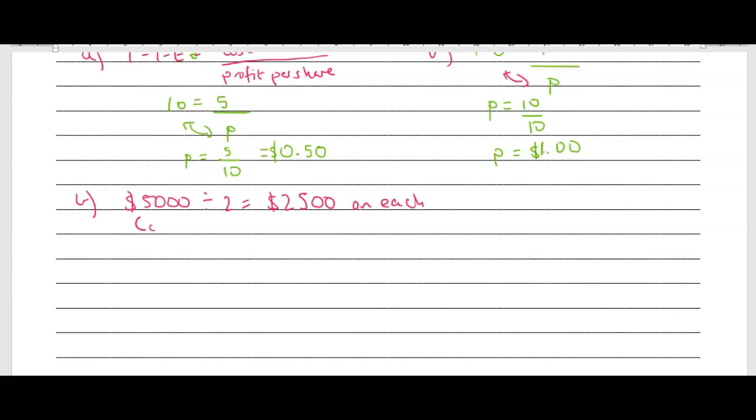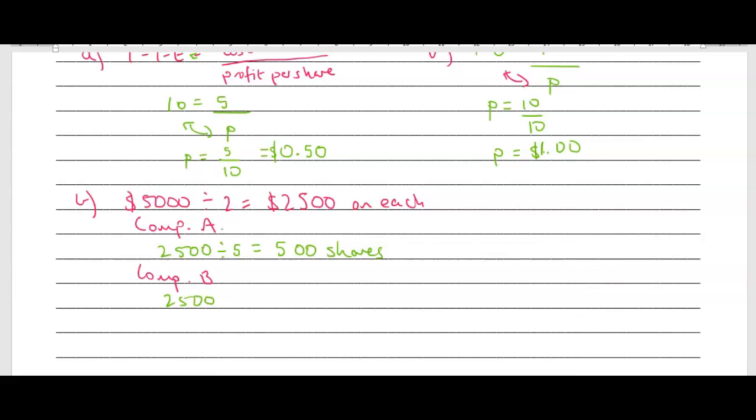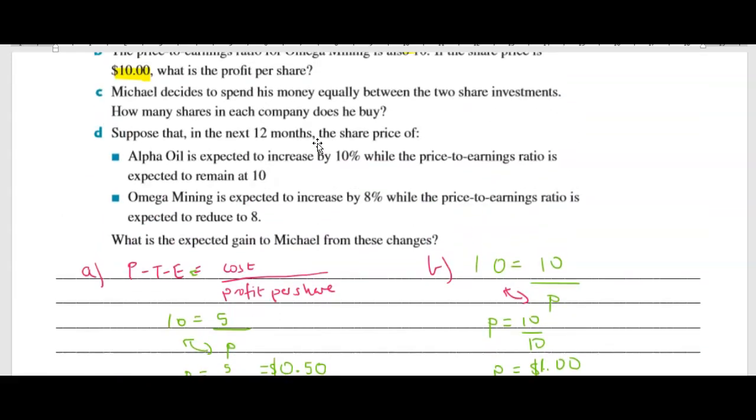Now, company A, I can't remember what it was called. The shares were $5, so 2,500 divided by 5, you can work out how many shares he's buying. So he buys 500 shares in company A. And then the second company, he also spends 2,500. So he buys 250 shares. All right, let's make sure I've finished that question.